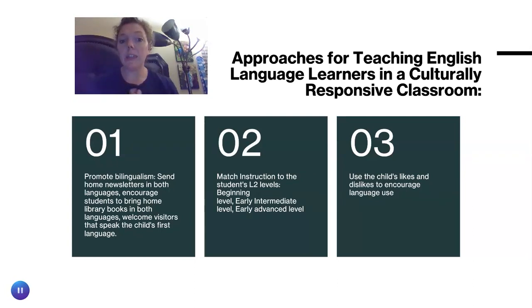And then the third strategy that I really liked was using the child's likes and dislikes to encourage language use. So it's just another way of forming those authentic relationships with students as they are learning a new language. Sometimes if they have something that they're really interested in, they're going to be more likely to want to talk about it, and therefore they will want to learn how to say it in English as well.